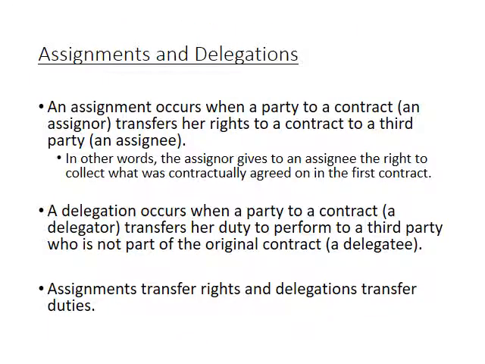Assignments and delegation. An assignment occurs when a party to a contract, an assignor, transfers her rights to a contract to a third person, an assignee. In other words, the assignor gives to an assignee the right to collect what was contractually agreed on in the first contract.